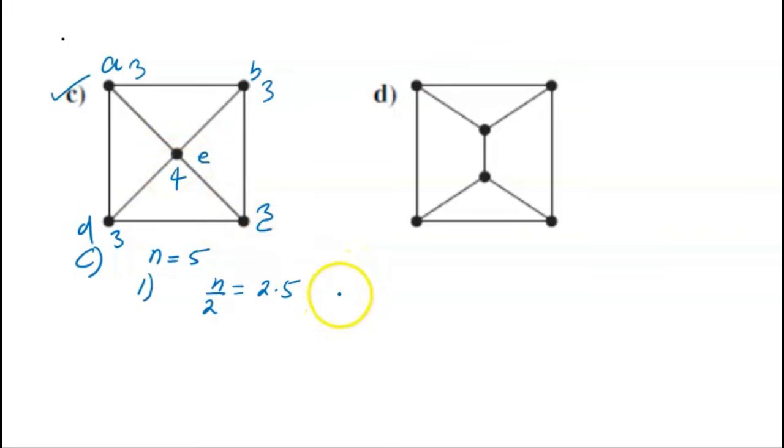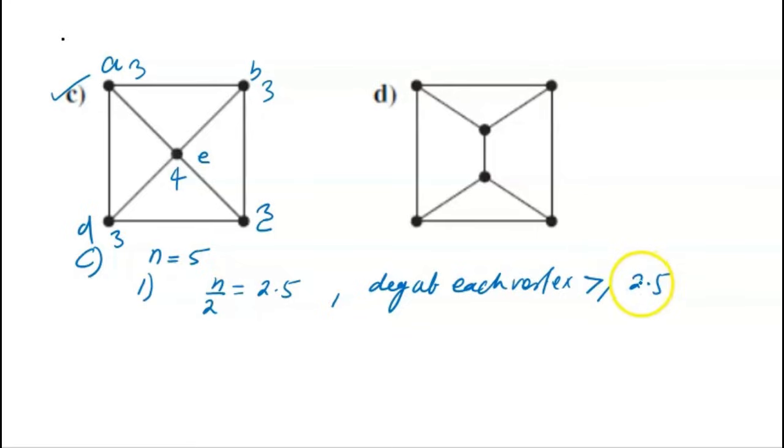The degree of each vertex is greater than or equal to 2.5. At least 2.5 actually means that the minimum degree should be 3. We have degrees 3, 3, 3, 3, and 4. So yes, we can apply Dirac's theorem, and using it we can say that a Hamilton circuit is guaranteed here. What is the second part of this problem? Can we apply Euler's theorem?